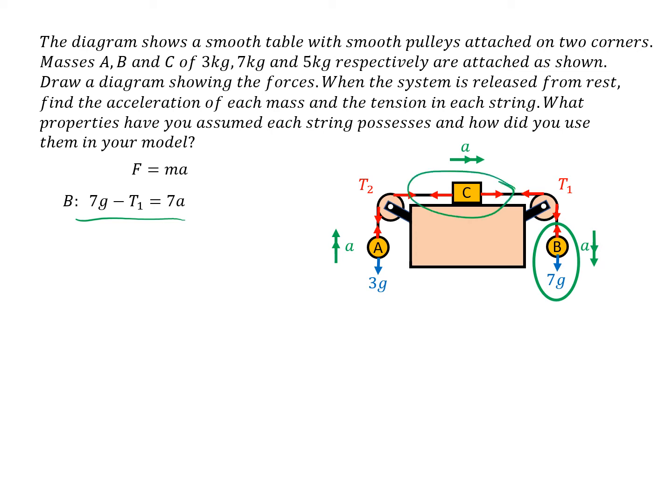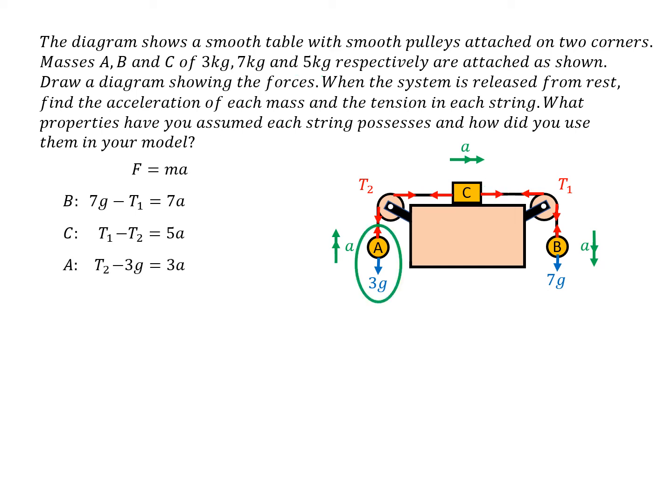Now I'm going to look at C. And here I've got the resultant force T1 on this side minus T2 on that side. So I've got T1 minus T2 equals mass times acceleration. The mass of C is 5 kilos. So there's my second equation. Now I'm going to look at the particle A and all of the forces on A. Here A is accelerating upwards, so I'm taking T2 minus 3g equals 3a.